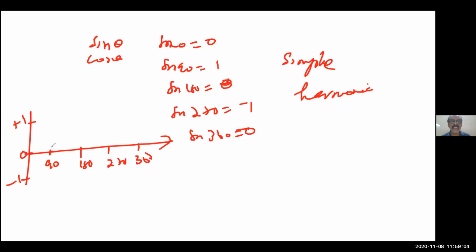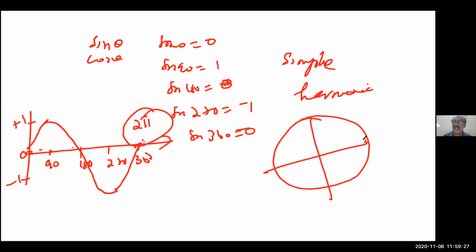So when 90 degrees comes, it has the maximum value 1. At 180 degrees, sine has a 0 value. Then at 270 degrees, it is minus 1. At 360, again 0. Again it will repeat. Your total phase difference is 2 pi radians, isn't it? 2 pi means 360. You have an idea about it, right? Yes, sir. So every 2 pi radians, this will repeat.